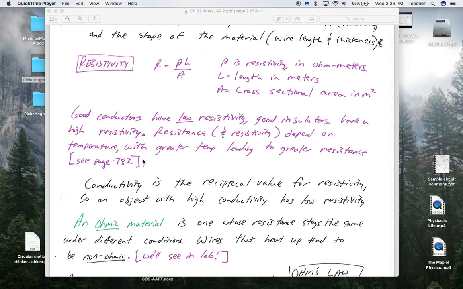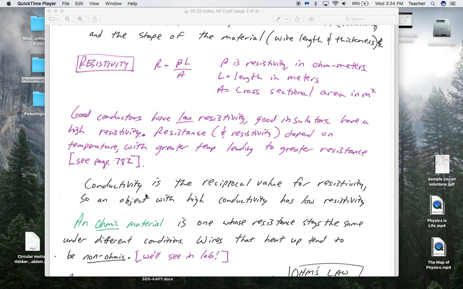Good conductors have a low resistivity, good insulators have a high resistivity. Resistance and resistivity depend on temperature, though. Greater temperature leads to greater resistance. Again, there's an example on page 782. If a material is known as ohmic, it is one whose resistance stays the same under different conditions. So that's kind of ideal. Wires that heat up tend to be non-ohmic, and we'll see that in a lab situation.